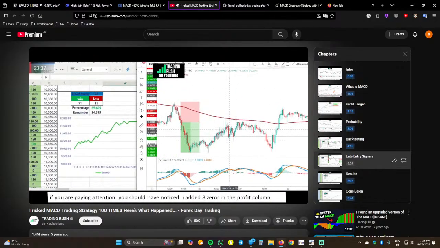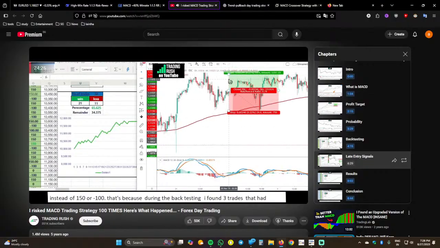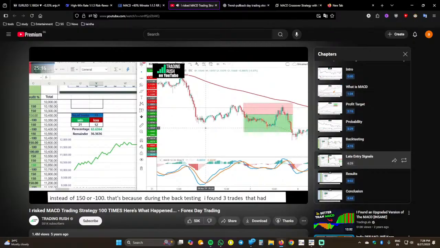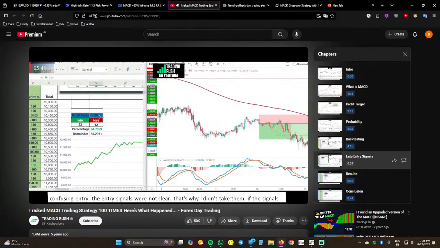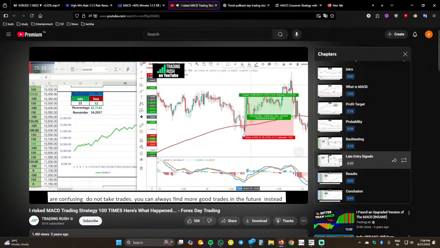If you are paying attention, you should have noticed I added 3 zeros in the profit column, instead of 150 or minus 100. That's because, during the backtesting, I found 3 trades that had confusing entry. The entry signals were not clear. That's why I didn't take them. If the signals are confusing, do not take trades.